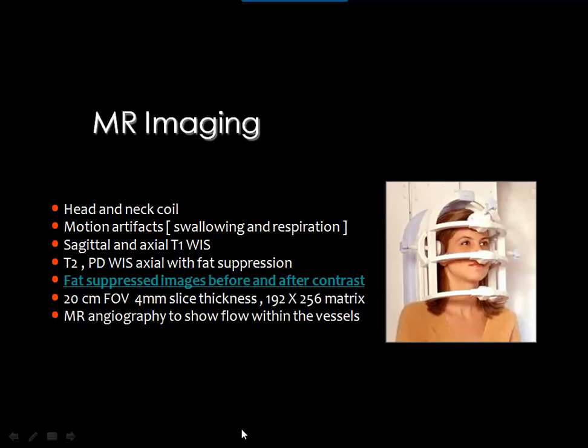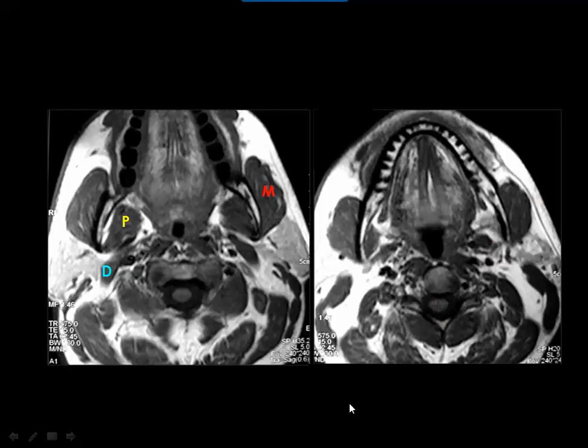For MR examination of this area, we use the same protocol. We use the head and neck coil. We should have the sagittal and the axial images, and also T1 and T2 weighted images. We may include the fat suppressed images before and after intravenous contrast injection, and sometimes we may use the facility of MR angiography to show the flow within some of the lesions. And this is not a significantly valuable technique, as I will mention after that.